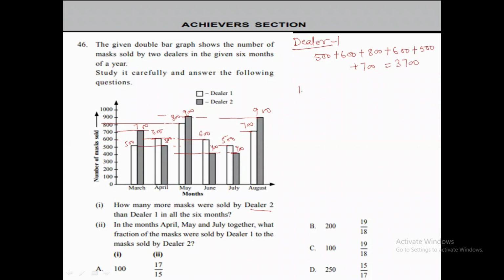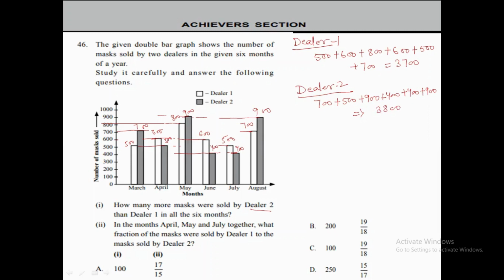Okay, let's make a total for dealer 2. In the month of March he sold 700. Then in the month of April he sold 500, which equals 1200. Then he sold 900, which equals 2100. Then after that he sold 400, which equals 2500. Then he sold 400 again, which equals 2900. Then he sold 900. Okay, so 2900 plus 900 equals 3800.